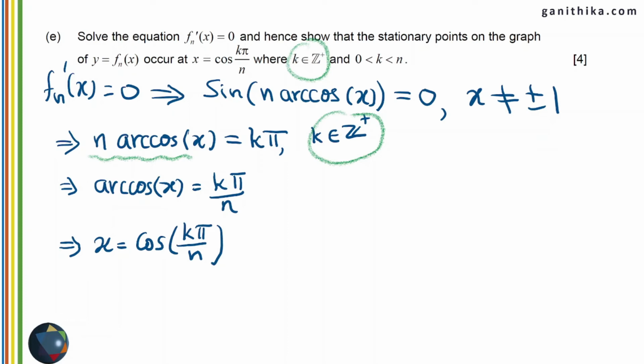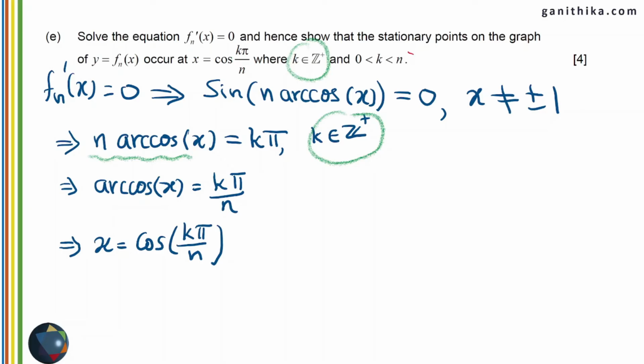This is all very easy to do, but k belonging to the positive integers is something that you need to think about, and you might have to give reasons why k is a positive integer. This is mainly because both n and arccos of x are always positive. Therefore, the answer should be a positive value. Therefore, k has to be a positive integer. This is the reason you need to give there.